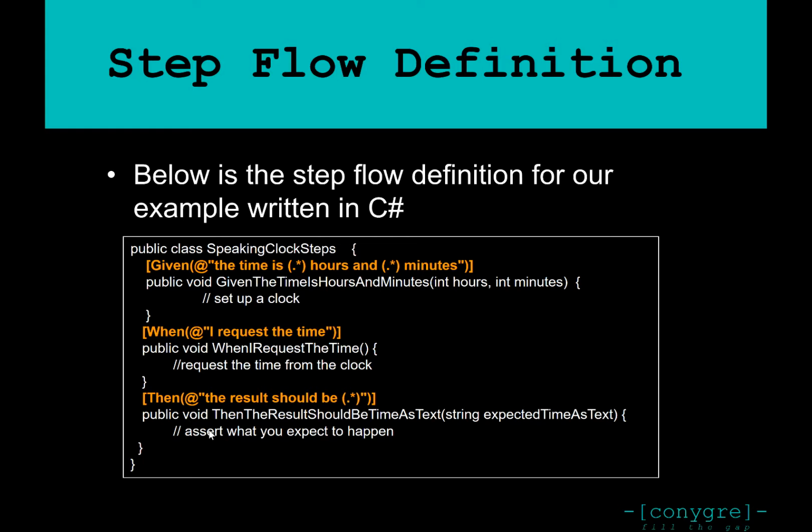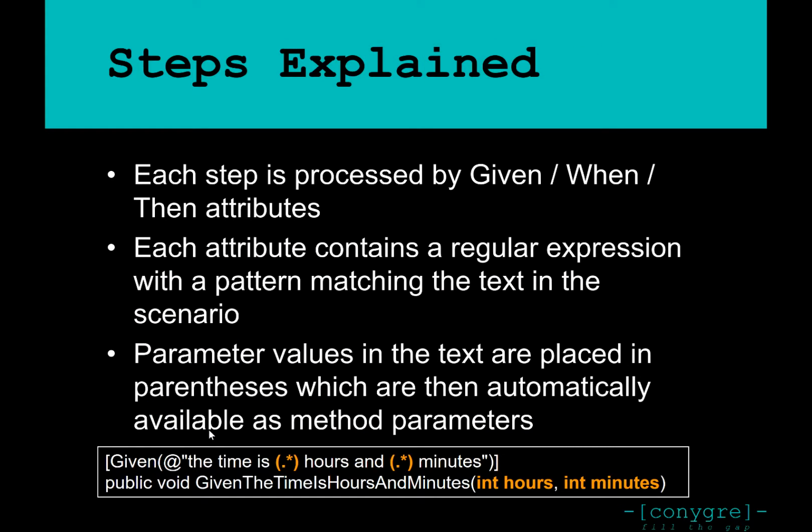So if we look at these steps, each step is processed by a given, when, and then attribute. Each attribute contains the regular expression, as we saw, with the pattern matching the text in the scenario. Parameter values are then in parentheses, which are then automatically available as method parameters, as you can see in the example down here. So this attribute's got 2 values in parentheses. Dot star means a character followed by any number of characters, so any characters between is and hours, and then any more between and minutes, they go into here, an int and an int, so 2 ints, hours and minutes will be set.